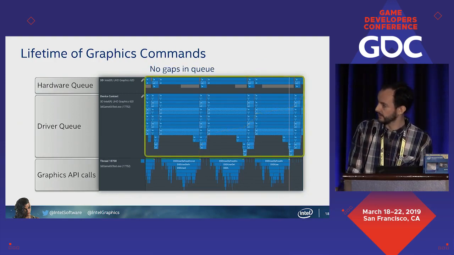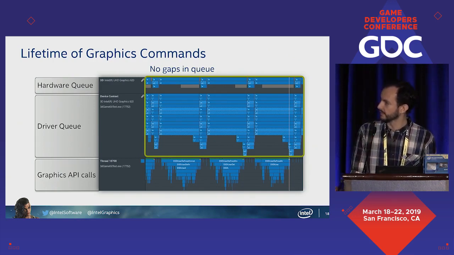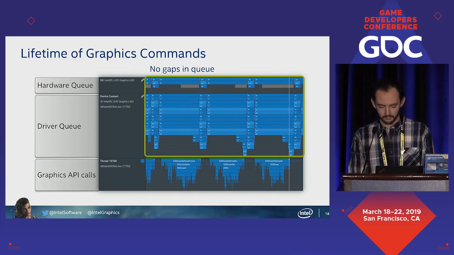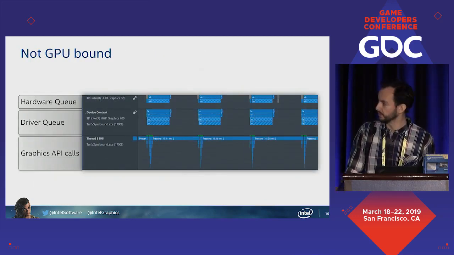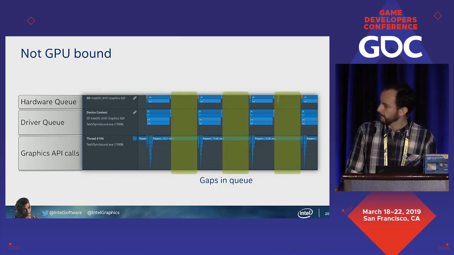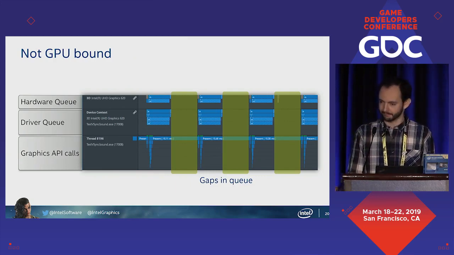So in this case, we can see that the queue is filled pretty much the whole time. There's no idle time. You just keep submitting commands. And this is a really good way of testing that we're GPU bound. As opposed to not being GPU bound, where you can see that not only is the queue smaller, but we have some visible gaps between the queues, which means that the GPU is starving for data.